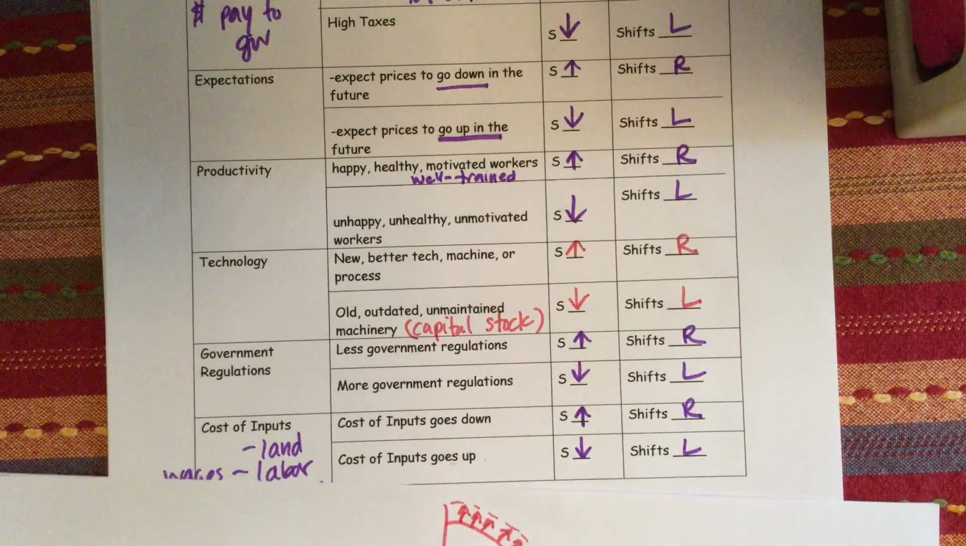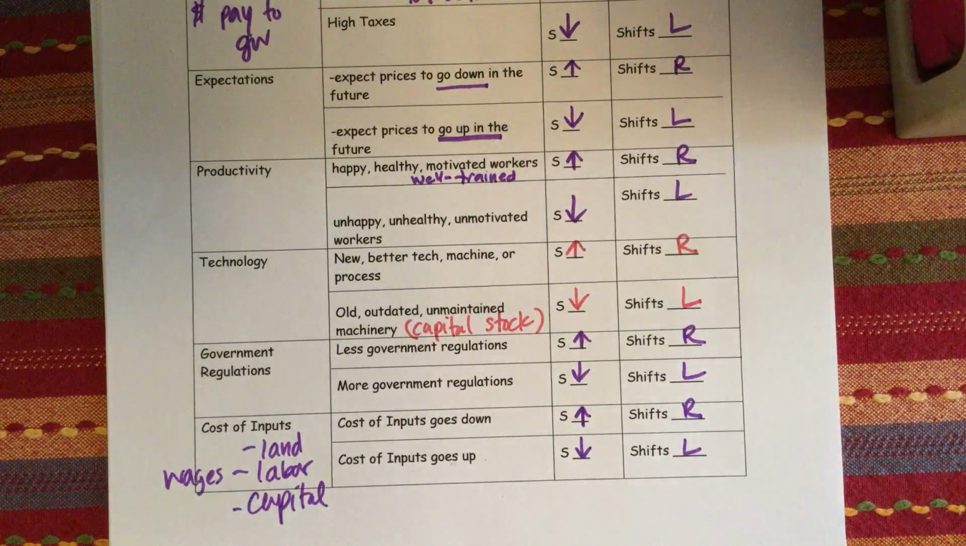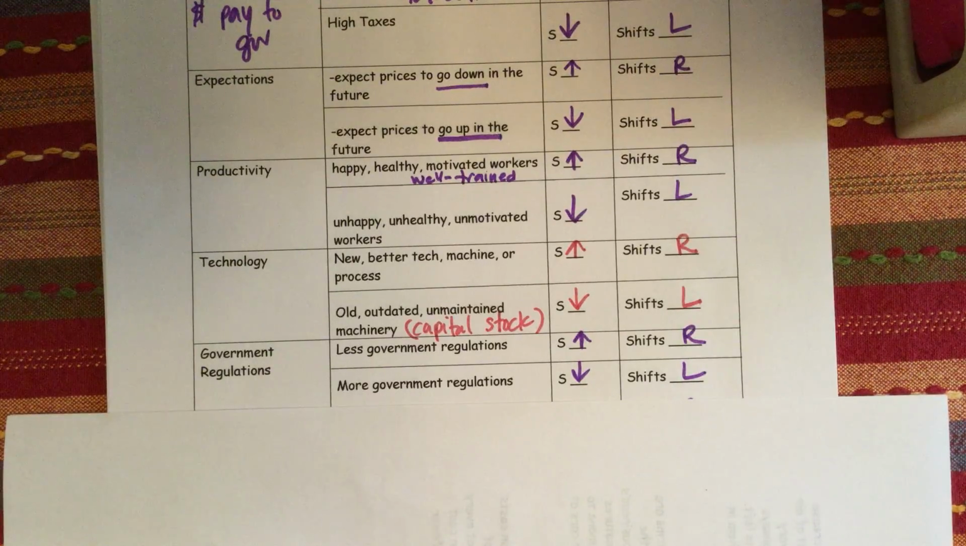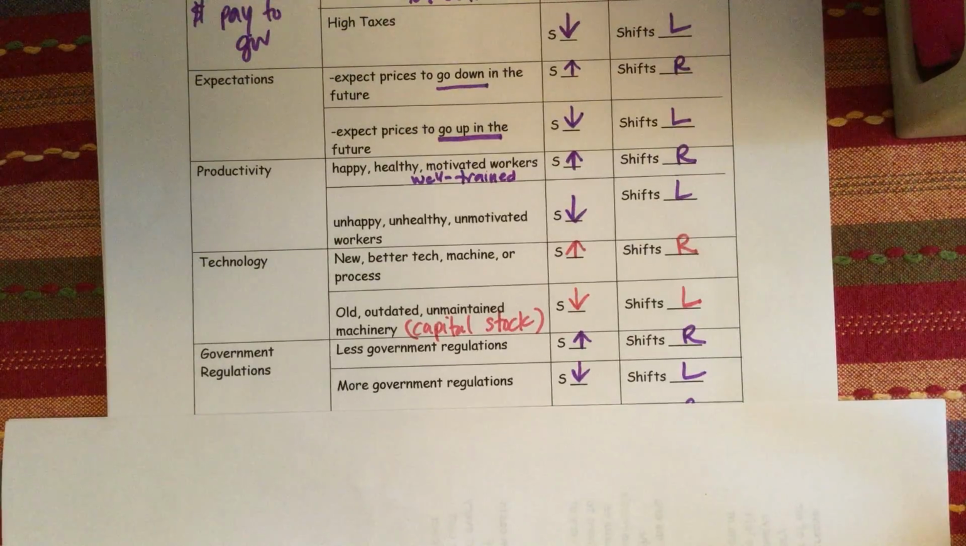The next thing is government regulations. Government regulations are laws that the government implements to protect either the worker or the consumer. For example, if OSHA walks into your factory and says every worker in here needs to be provided a hard hat and steel toe boots, and you have to install a fire extinguisher every 50 feet, those are laws that are implemented to protect the worker.